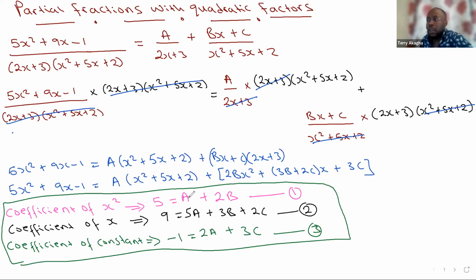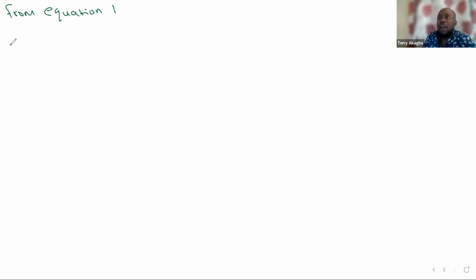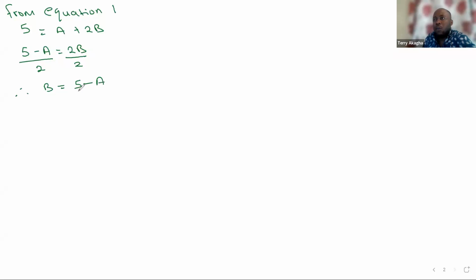So let's start. From equation 1, we have 5 is equal to a plus 2b. That means I'll take a to the other side, so it's going to be 5 minus a is equal to 2b. I divide both sides by 2. So therefore, b is going to be equal to 5 minus a over 2. Let me call this equation 4.